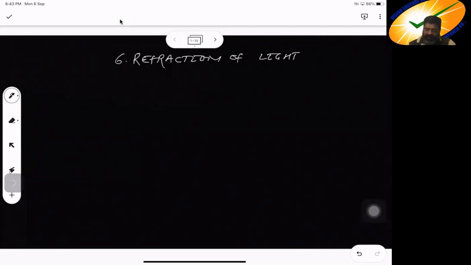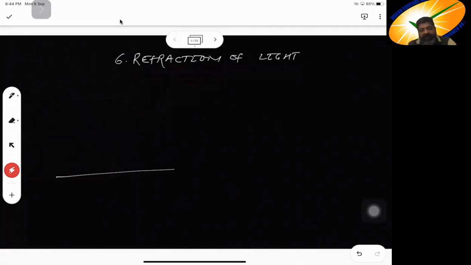Similarly, we also know that whenever a ray of light falls on a reflecting surface, it bounces back to the same medium. If you remember, suppose this is the reflecting surface and this is the ray of light. It falls on this surface and bounces back to the same medium. This property is called reflection of light. Here it is refraction, there it is reflection. So reflection of light is also one of the properties of light, like rectilinear propagation, where light travels in a straight line. Reflection is where the light falls on a reflecting surface and bounces back to the same medium. Then we have refraction of light.